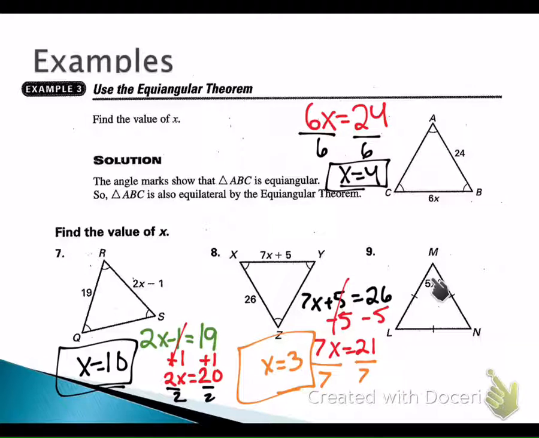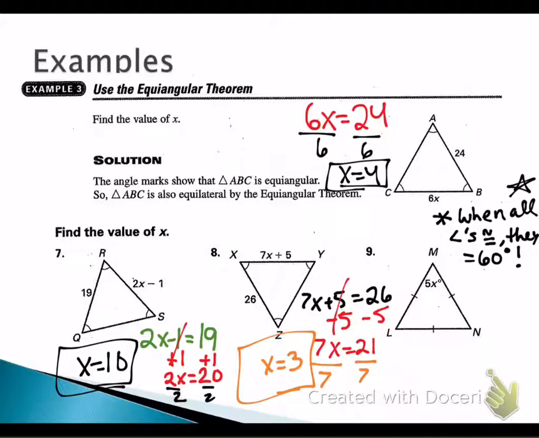Well, they all add to 180. What's 180 divided by 3? Put into 3 equal parts. 60? Yeah, let's add a little note. We'll just say when all angles are congruent, they equal 60 degrees. You have to know that, okay? There we go. All right?